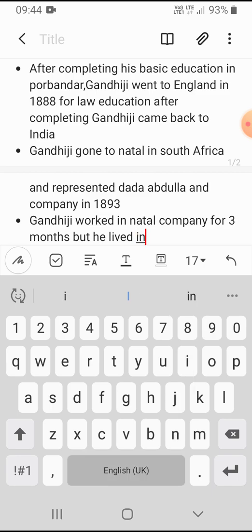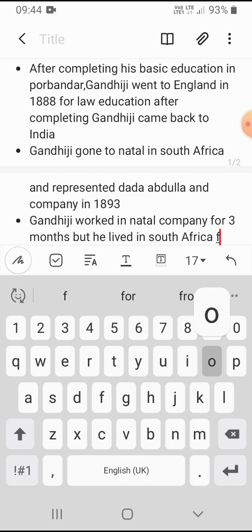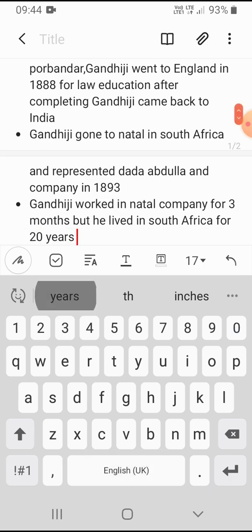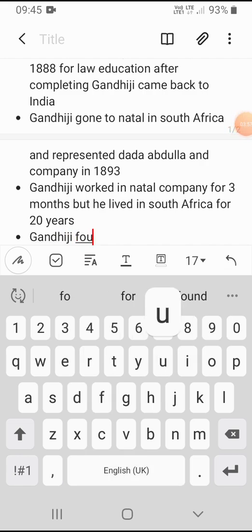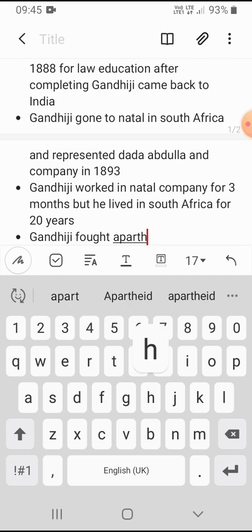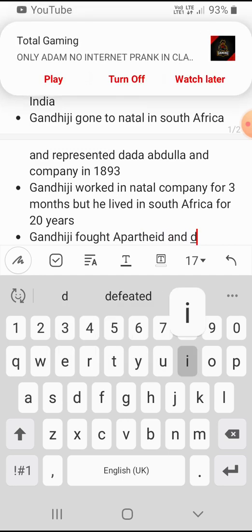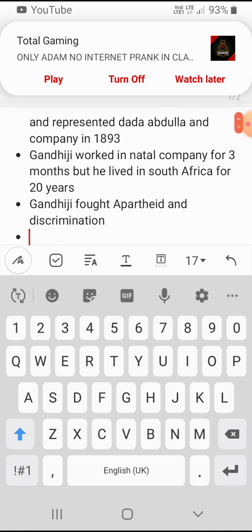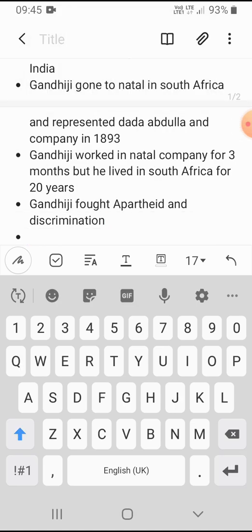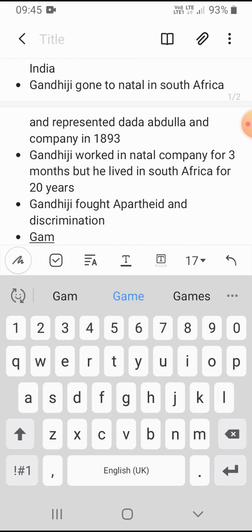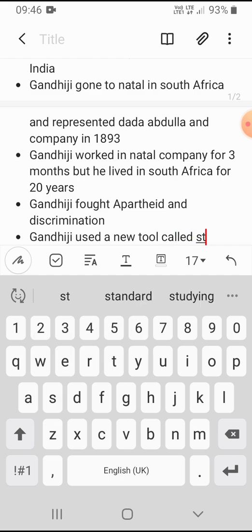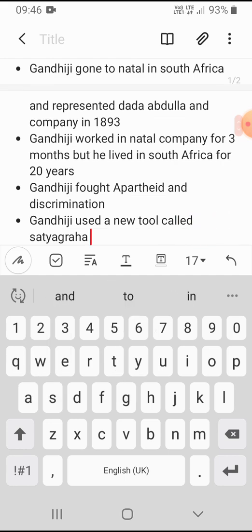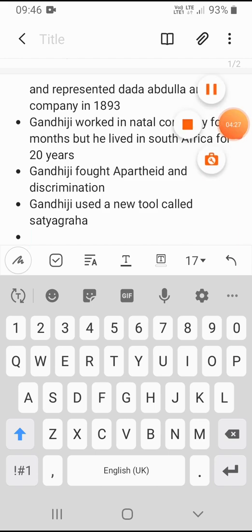Gandhiji lived in South Africa for 20 years. Gandhiji fought against the apartheid policy, that is discrimination. Gandhiji used a new tool called Satyagraha.